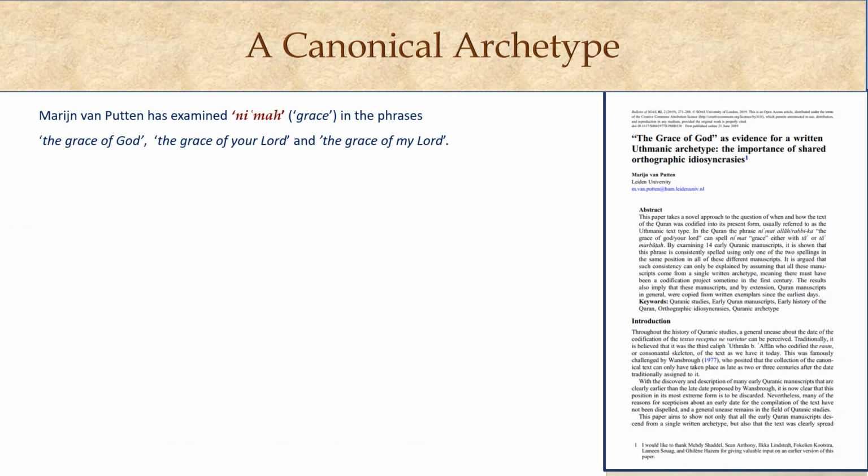Now in 2019, Dr. Van Putten was able to make a major breakthrough in Qur'an studies when he appears to demonstrate beyond any doubt that all Qur'ans are descended from a single canonical archetype. He did this by examining the word nima, which means grace, as it appears in the phrases the grace of God, the grace of your Lord, and the grace of my Lord.